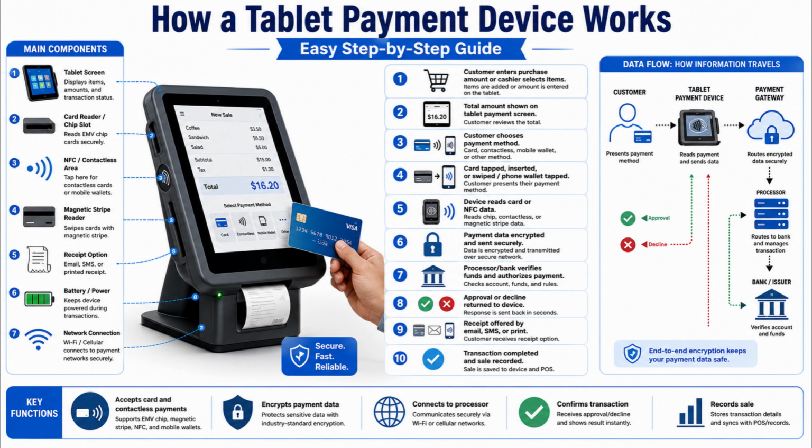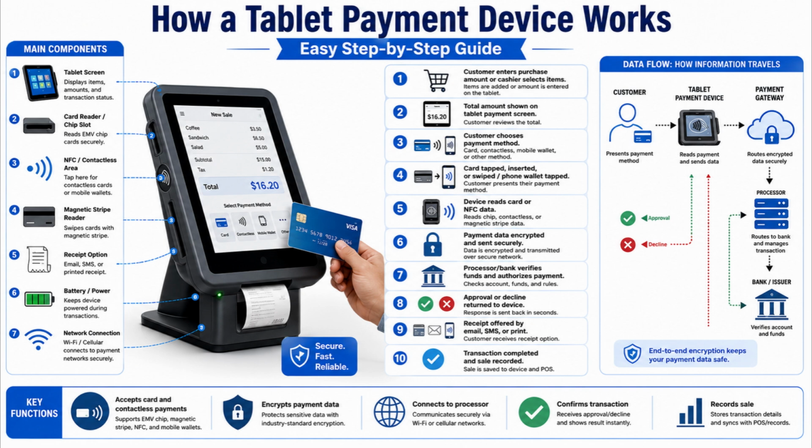The bank checks the customer's account, card status, available funds, security rules, and transaction limits before making a decision. Then, the approval or decline response is sent back to the tablet payment device within a few seconds. If the payment is approved, the transaction continues. If it is declined, the customer may need to try another card, mobile wallet, or payment method.